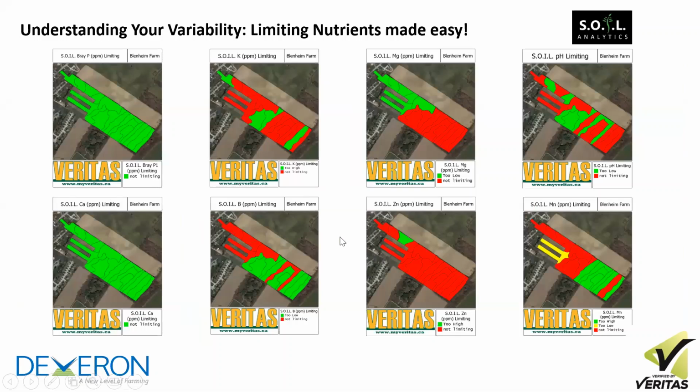And when we do that, we create a very nice, simple set of maps that help the customer understand and the agronomists talk through what's limiting, what's not limiting, and potentially what's too high, and what we should focus our fertilizer investment on for this upcoming season, and how we take that productivity to the next level.